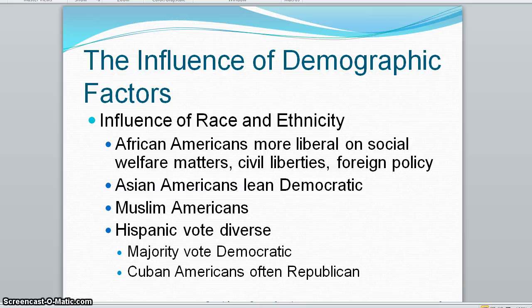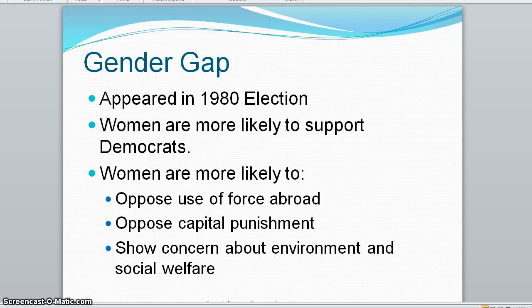It's also an influence of race and ethnicity. African Americans have overwhelmingly identified with the Democratic Party since the 1930s New Deal policies. Asian Americans tend to support the Democrats, but Vietnamese Americans are strongly Republican. The Hispanic vote is a majority Democratic, but Cuban Americans often vote Republican. Key to remember, race and ethnicity have an influence on how you're socialized politically.